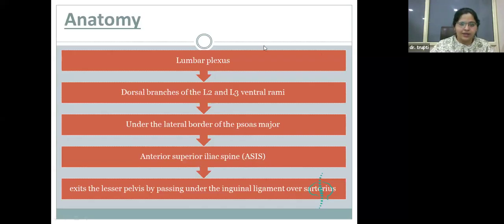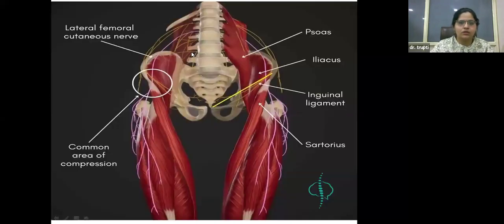Let's go into detail about the anatomy. The nerve starts from the lumbar plexus, L2, L3. Here it will go below and lateral to the iliopsoas muscle, above the iliacus, with variations near the ASIS. Again, the nerve goes down towards the sartorius muscle and below. It exits the pelvis from under the inguinal ligament. Under the inguinal ligament, this is the main area where this nerve can get compressed.